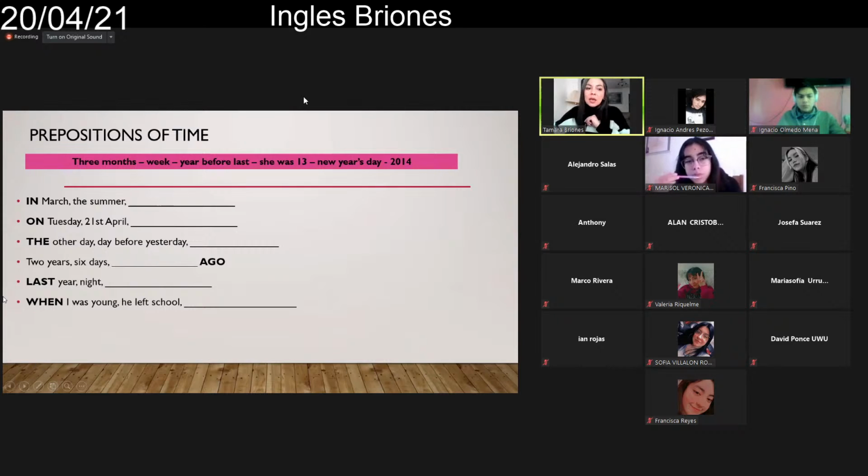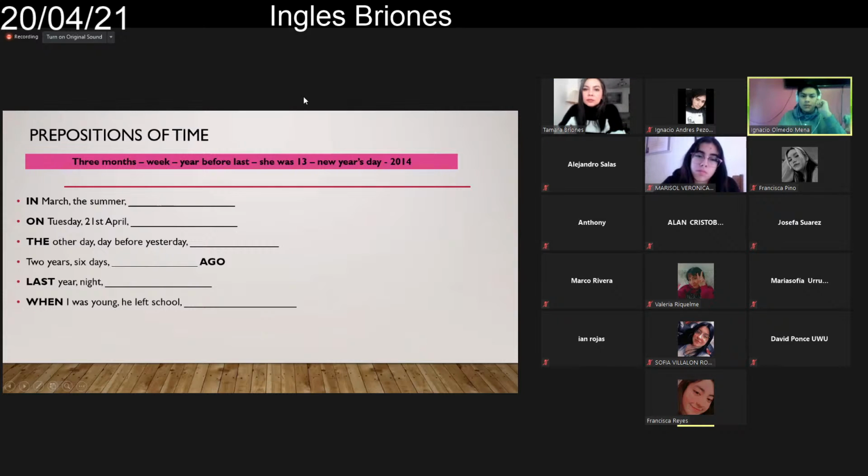Now look at this. These are the prepositions that you use when you're talking about the past: in and on. You can use in, for example, in March. You can use it for in the summer. What is another thing that you say in from this box? New Year's Day. New Year's Day, okay, that's a particular day.